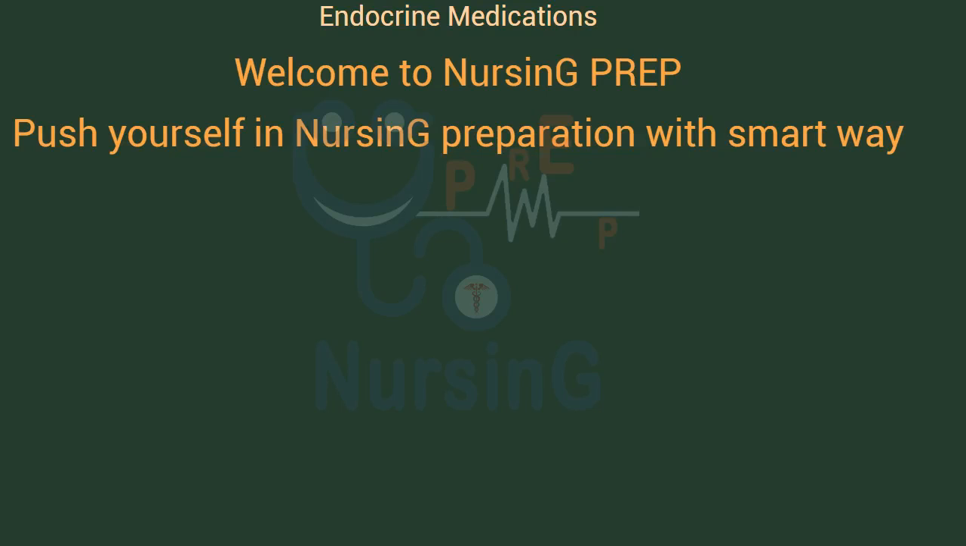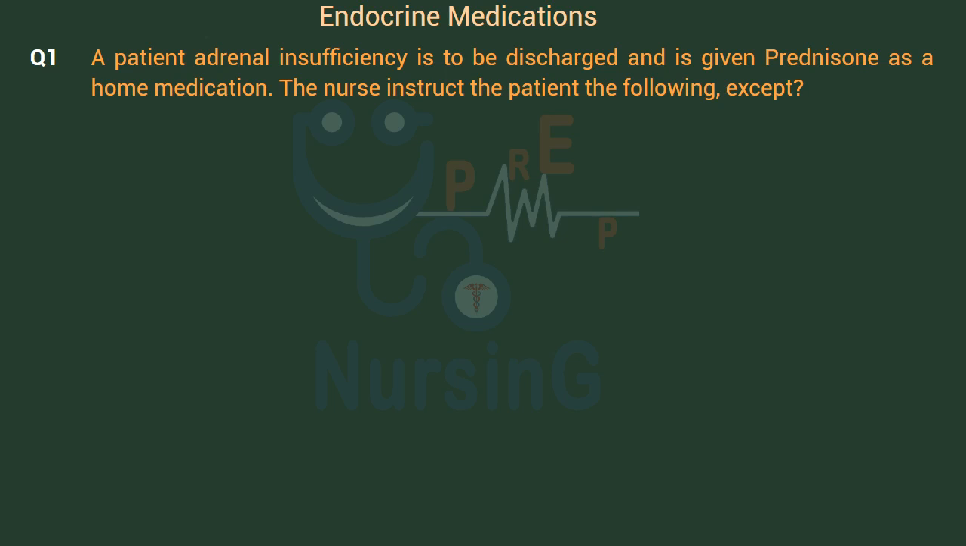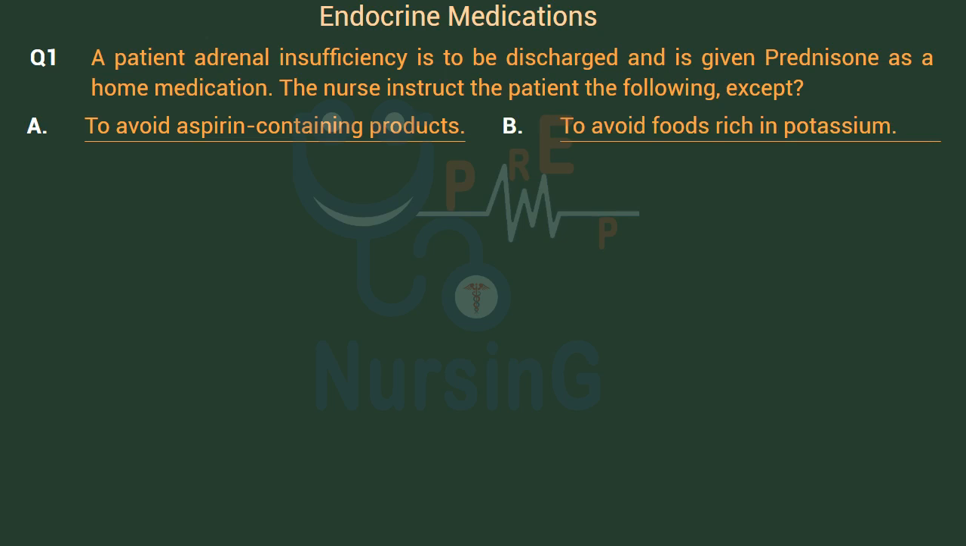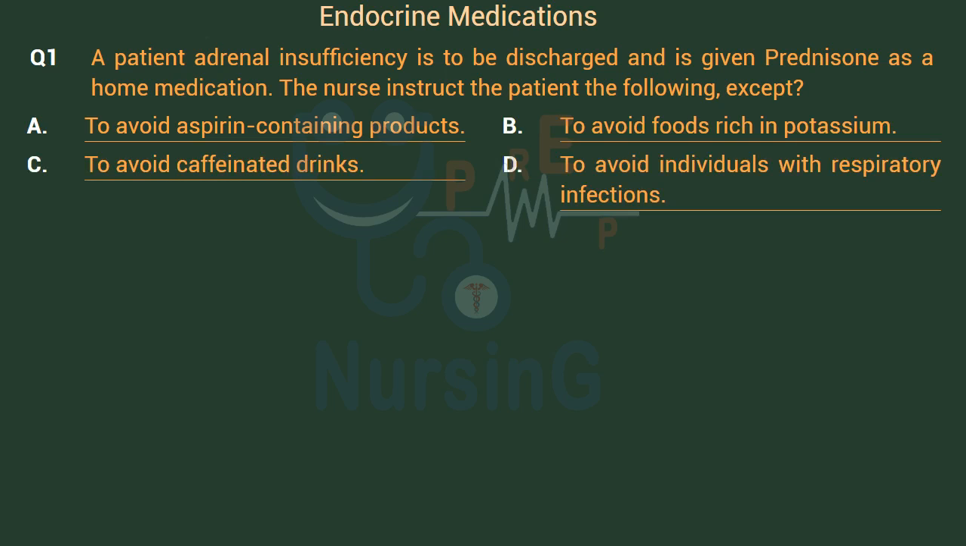Endocrine medications. A patient with adrenal insufficiency is to be discharged and is given prednisone as a home medication. The nurse instructs the patient the following, except: Option A. To avoid aspirin-containing products. Option B. To avoid foods rich in potassium. Option C. To avoid caffeinated drinks. Option D. To avoid individuals with respiratory infections.